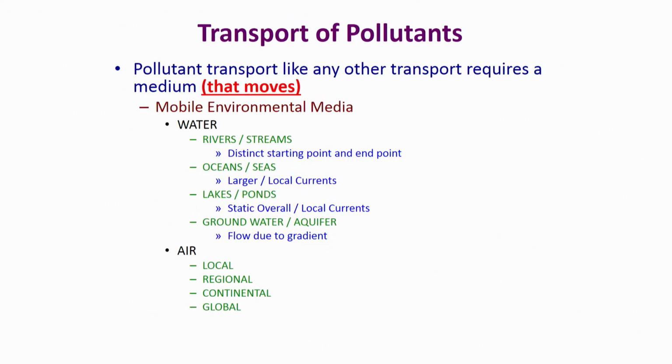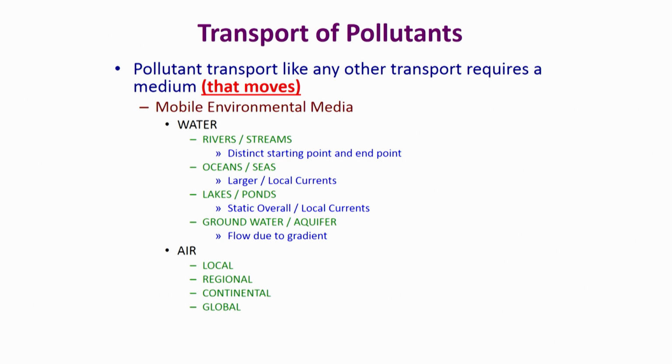So, transport of any chemical or any pollutant, like any other transport, requires a medium that moves. In the environment, there are only two mediums that move. One is water and one is air. So, we take a brief look at these two environmental media, water and air, and see to what extent they move, and how they can influence the transport of pollutants in the environment.